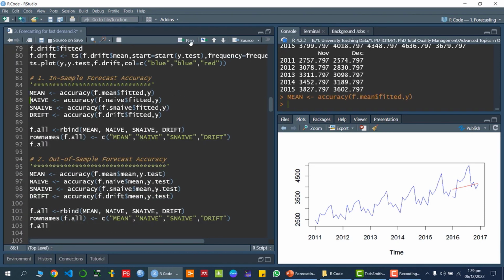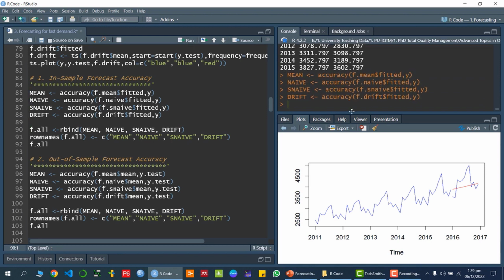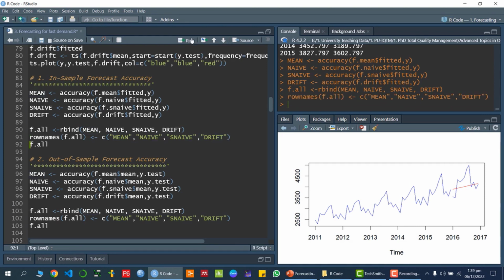Now we are going to calculate the accuracies of all three methods, with the help of mean, naive, seasonal naive, as well as drift. With the help of rbind, which is the row bind function, I am going to combine these variables row-wise and store them into f.all. Then I give names to those rows: mean, naive, seasonal naive, and drift. Basically giving the row names, and then I'm calling it.